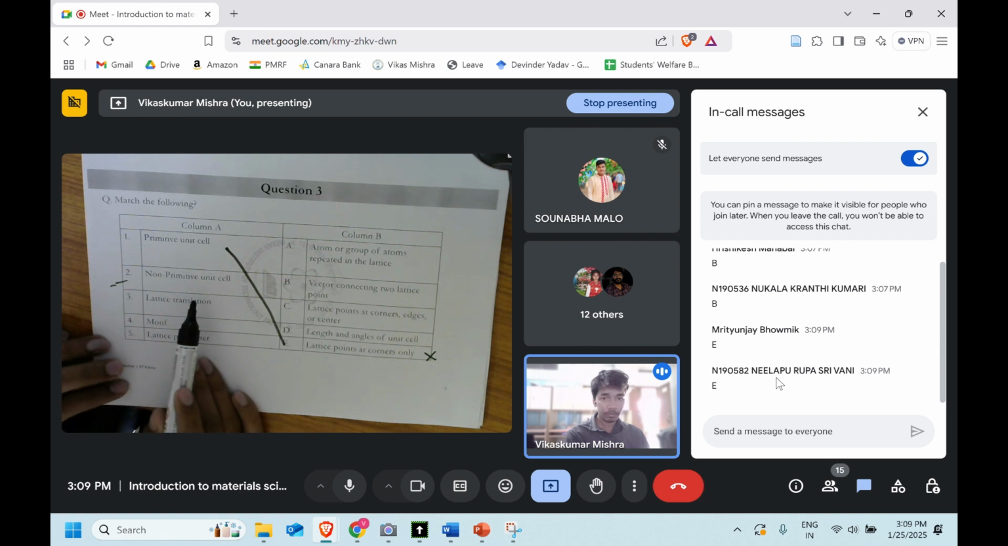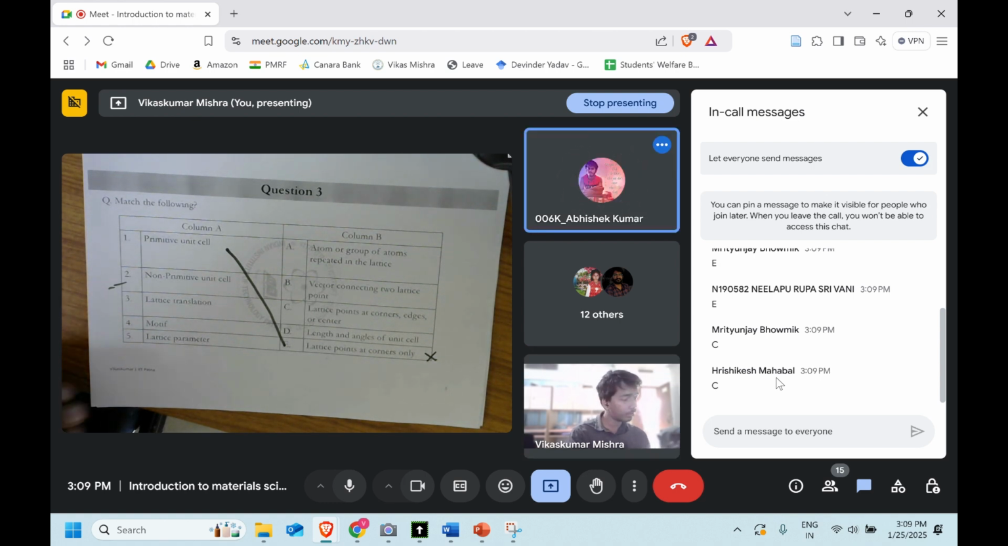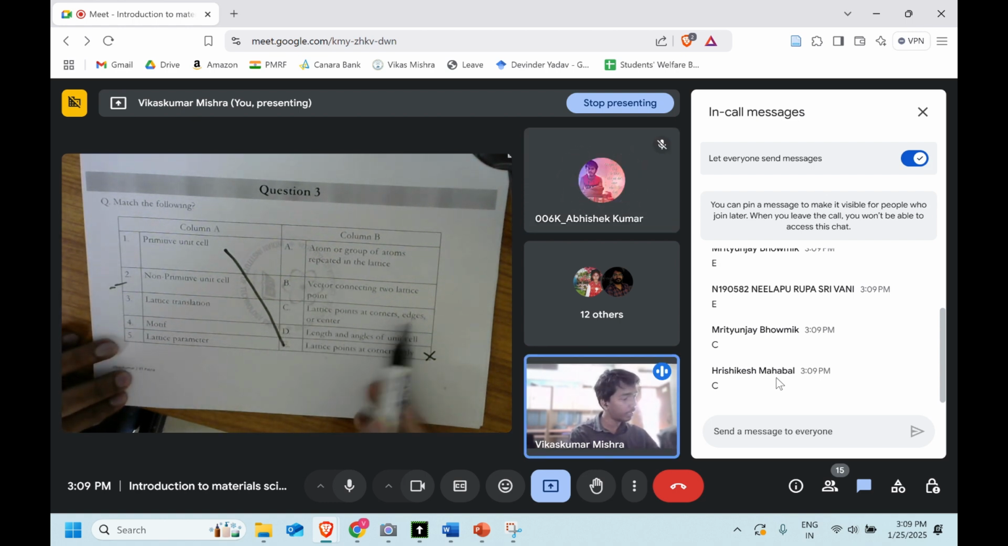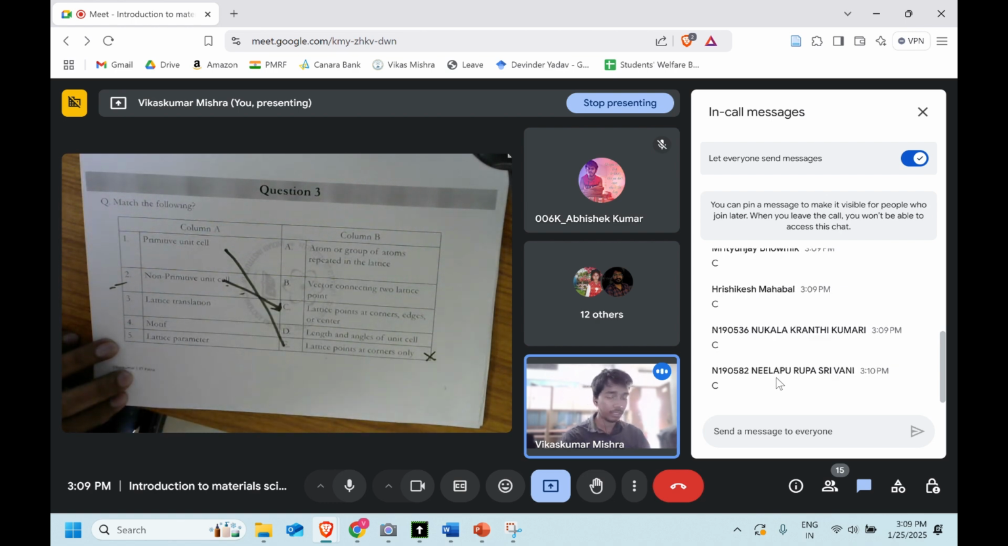The non-primitive unit cell, we know, is something which will have a lattice point at the corner. Option C. The lattice point at the corner, edge, or at the center. That's right. Perfect. So option C is the right answer.